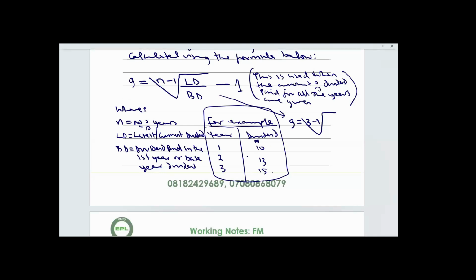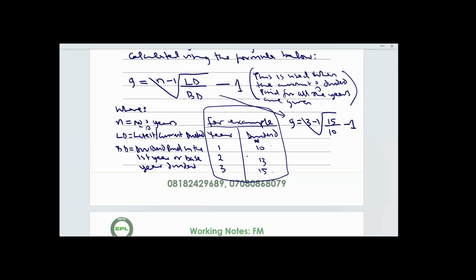Therefore, I would then say dividend paid in year 3 is 15 naira divided by BD. BD means dividend paid in the first year, or base year dividend. So dividend paid in the first year is 10 naira, minus 1. So mathematically, I will get my answer. Whatever I have thereafter will represent my growth rate.